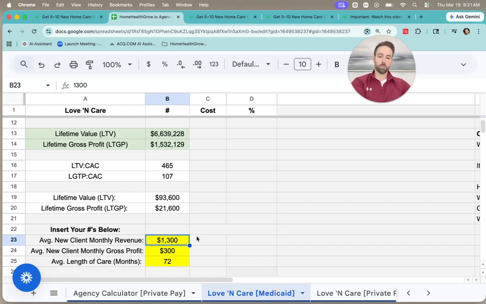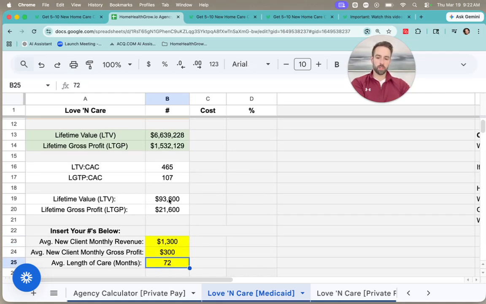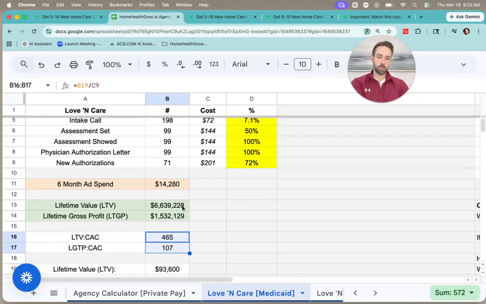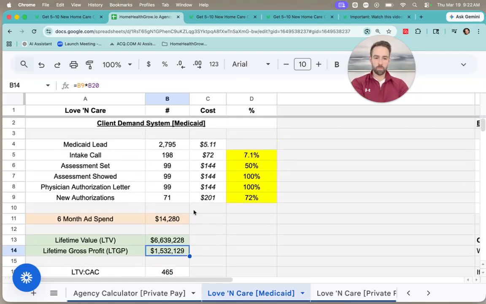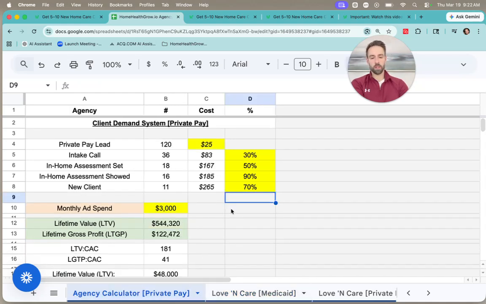So her average monthly client pays her $1,300 on Medicaid, $300 of gross profit. Her average client stays for 72 months. So when you multiply 1,300 times 72, that means that the average client pays her $93,000 over the length of time they're with her, $21,000 in lifetime gross profit. So that's where you get these types of nutty returns, where she spent $14,000 and is going to make $1.5 million. That's going to drop to the bottom line. It's bananas. And with private pay, it's similar, where it's actually a little less complex.